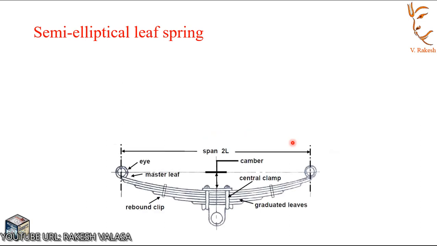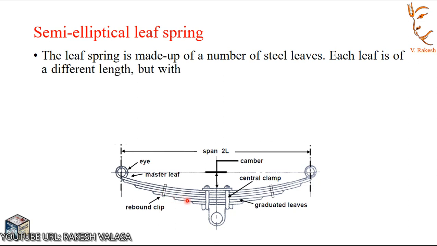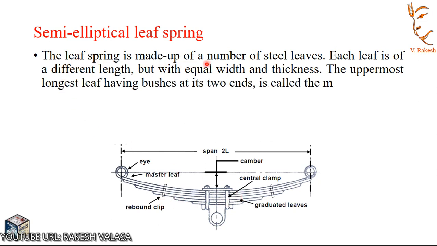Next one is semi-elliptical leaf spring. This type of leaf spring refers to forming the shape of a half ellipse. The leaf spring is made up of a number of steel leaves. Each leaf is of a different length but with equal width and thickness.